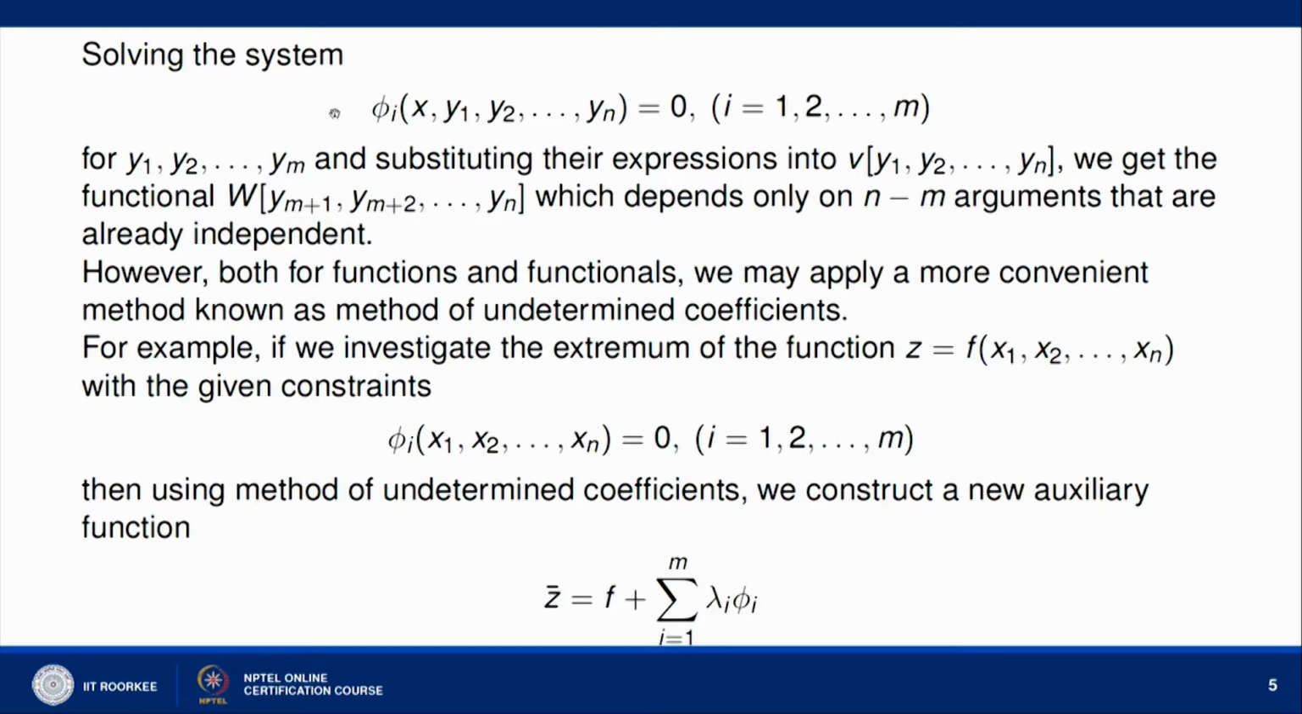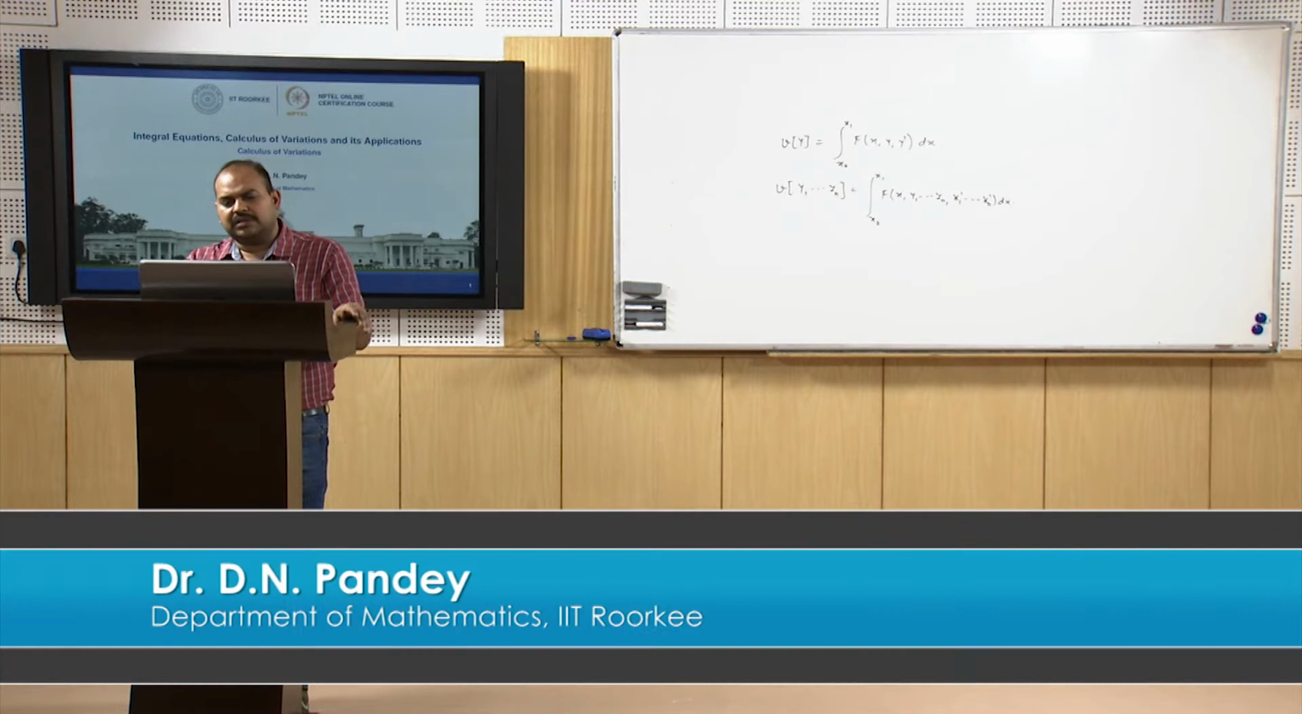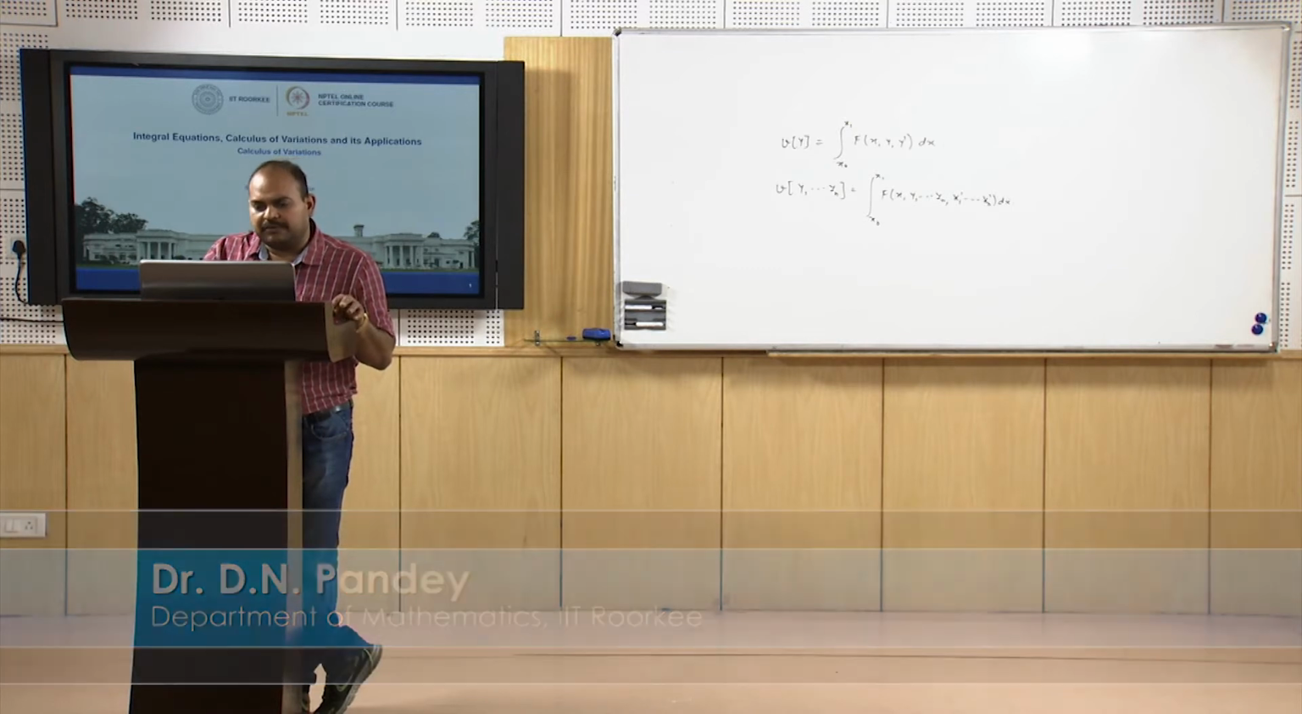So we try to solve this and substitute the expression into the functional v. We are solving this for y1 to ym, and after putting this expression for y1 to ym, the functional v, which depends on y1 to yn, is now reduced to a new functional w, which now depends only on ym+1 to yn. So it depends on n minus m arguments that are already independent. This is the classical approach which we apply in calculus, and we can apply it for functionals also.